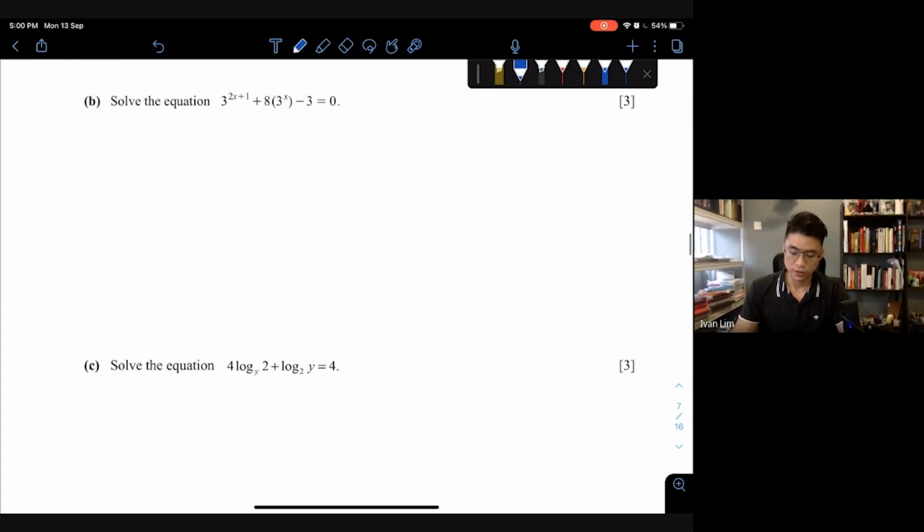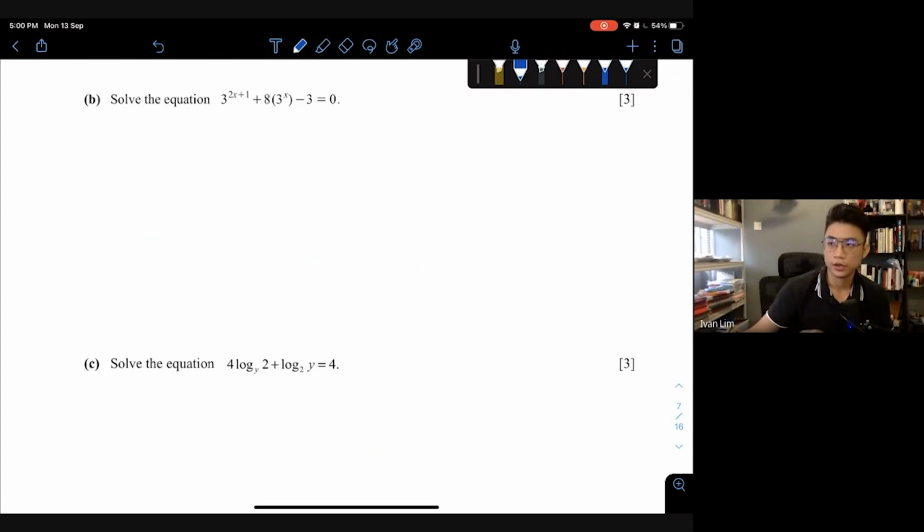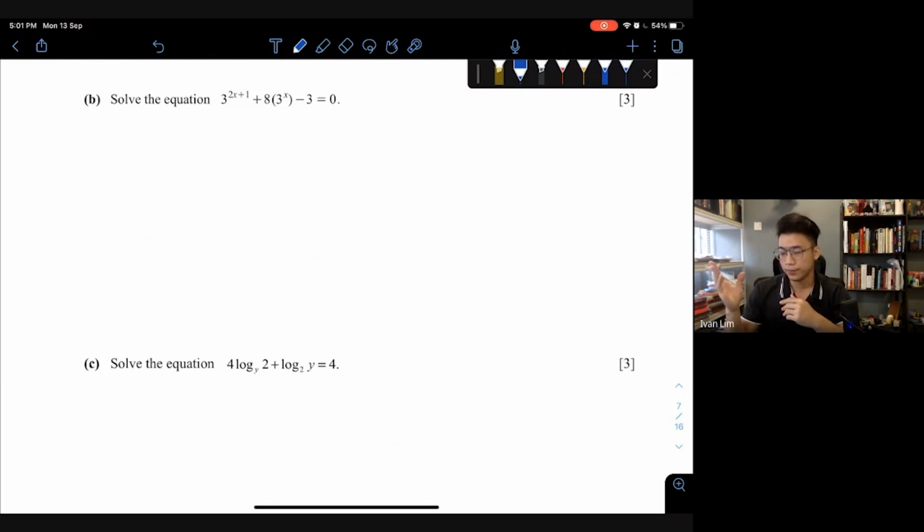5b, solve the equation 3 to the power of 2x plus 1 plus 8 times 3 to the power of x minus 3 equals 0. Okay, so this is the kind of question that falls under your complex quadratic equation also. You need to recognize the form. Otherwise, you might be cracking your head a bit on how to actually simplify this equation. So I'll simplify it for you. The official mark scheme might do a different method which you can follow also. As long as your answer is the same, it's totally fine.